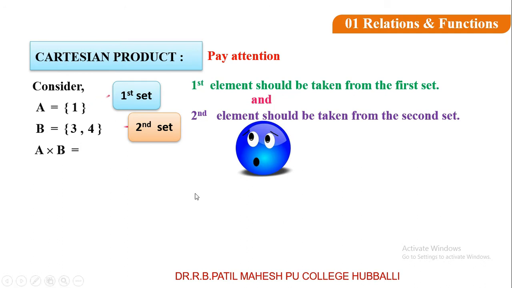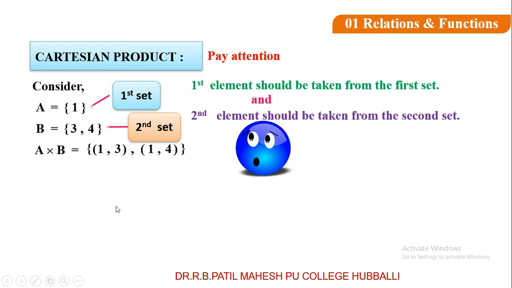Here A is the first set, B is the second set. Then A cross B is also a set. It consists of the ordered pairs from the set A to the set B, that you can see here. One ordered pair is (1, 3). The second ordered pair is (1, 4). I am linking the elements from set A to set B. So A cross B is 1 to 3 and 1 to 4.